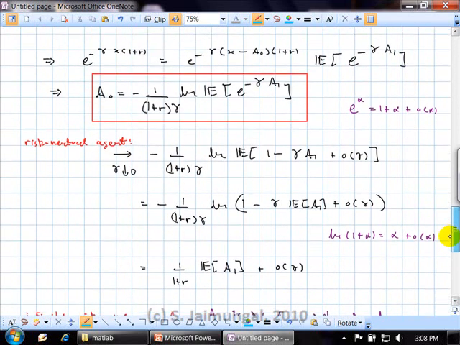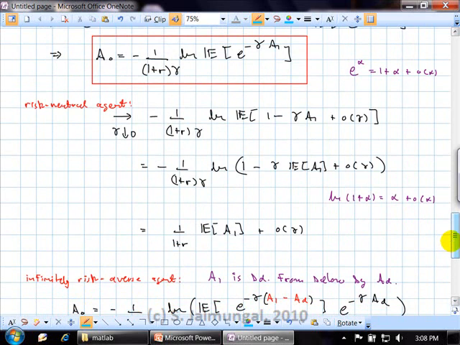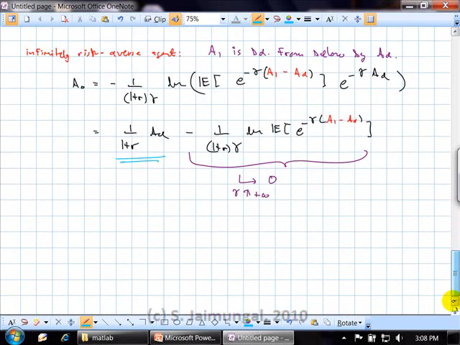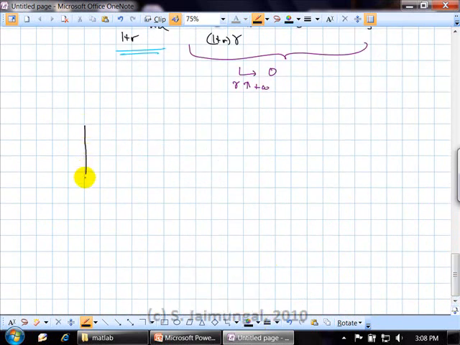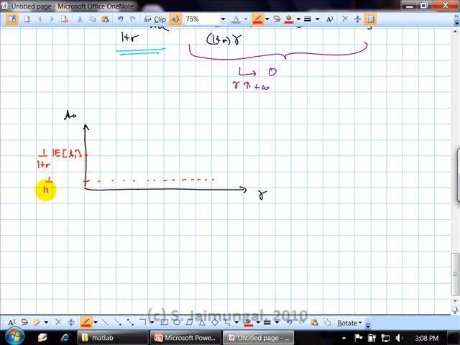So then the next natural question is, is this thing monotonically increasing or does it have a maximum? So what we have is, if we draw that price as a function of gamma, we know that it has a nice limiting behavior here. It's 1 over 1 plus r times the expected value of a1. And we know what its limiting value is over there. It's 1 over 1 plus r, ad. So the question is, does it do that?